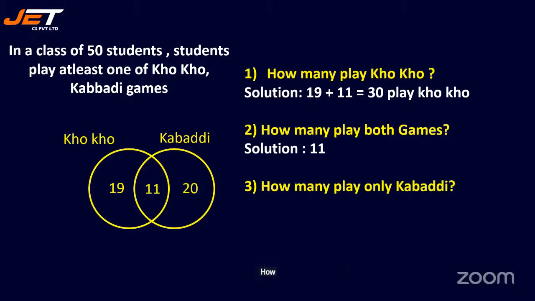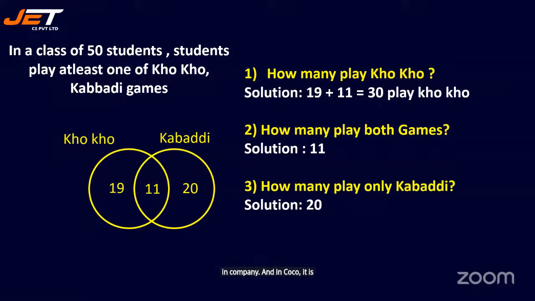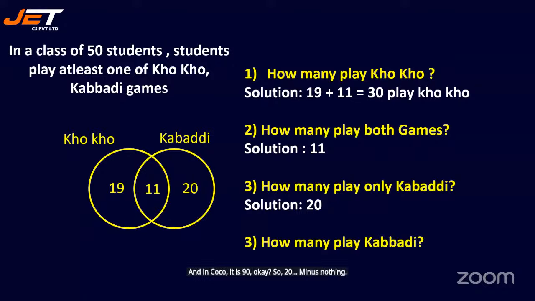How many play only kabaddi? They should not play Kho-Kho. So it is 20 minus 0. Nothing is there because we have already written 20 in kabaddi. So 20 minus nothing. How many play kabaddi?